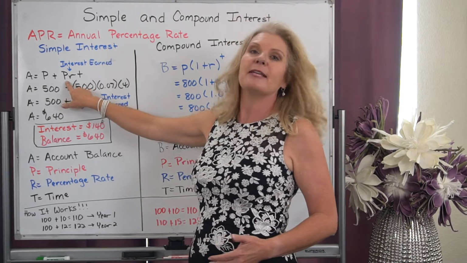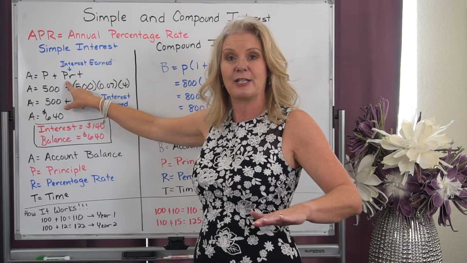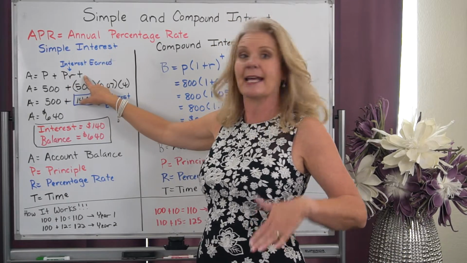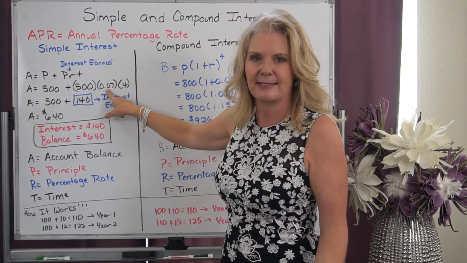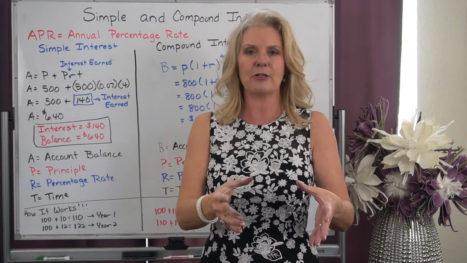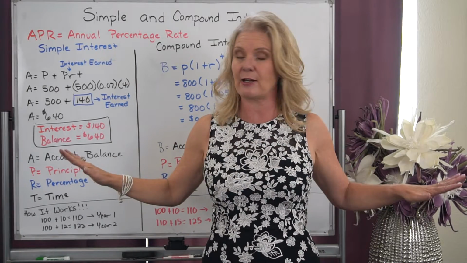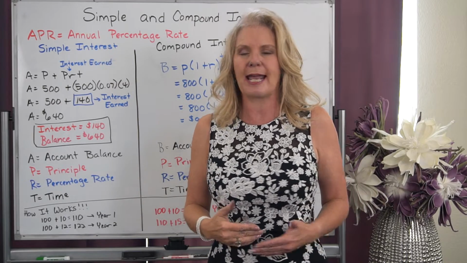Well, the way we calculate that is we take the principal, we multiply it by the percentage rate that they're paying and the time. So say they're going to pay us 7%. And we're going to leave it in for 4 years. So I take my $500, I put it in 4 years, I don't touch it. At the end of 4 years, how much money would I have?